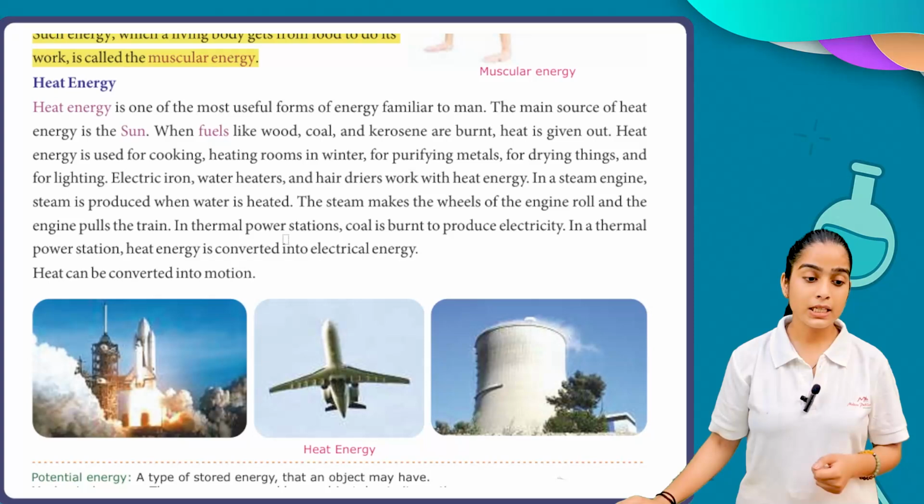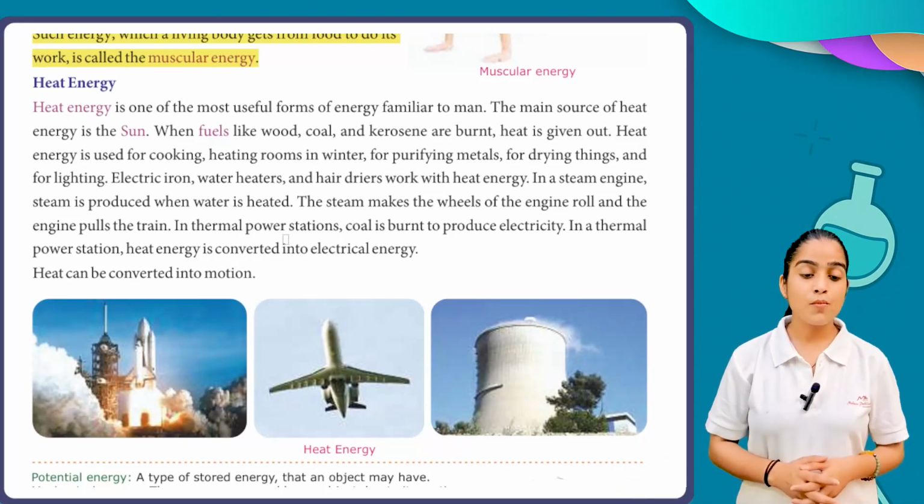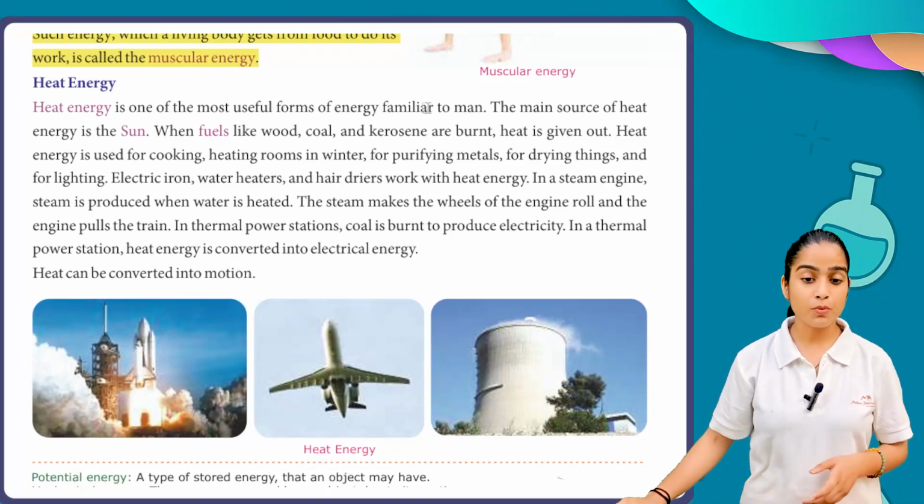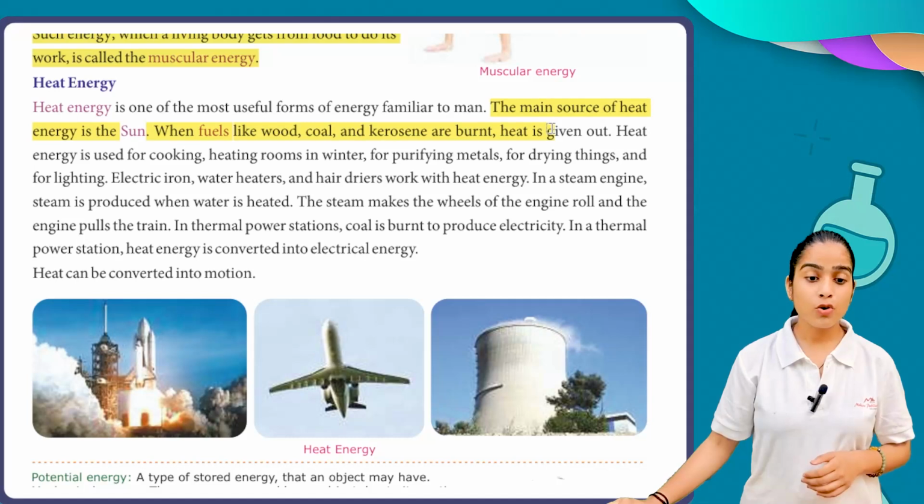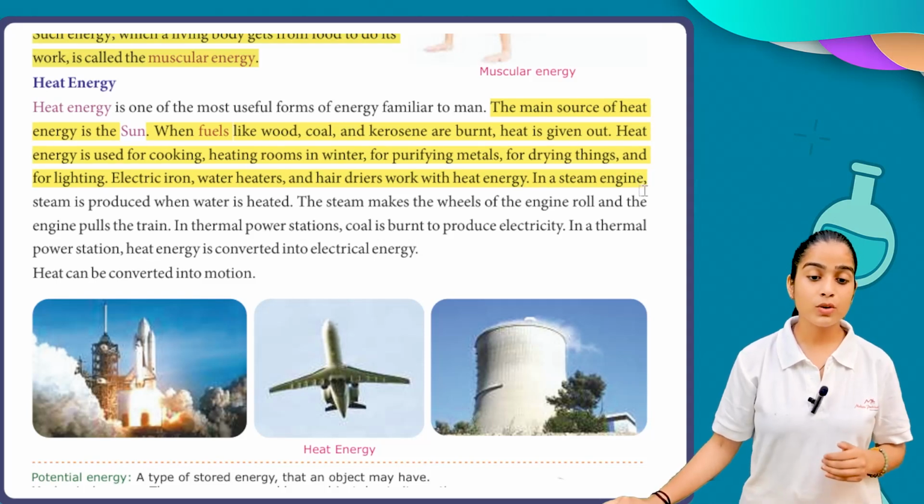Next, we have heat energy. Heat energy is one of the most useful forms of energy familiar to man. The main source of heat energy is the sun. When fuels like wood, coal, and kerosene are burnt, heat is given out. Heat energy is used for cooking, heating rooms in winter, purifying metals, drying things, and lighting. Electric irons, water heaters, and hair dryers work with heat energy.